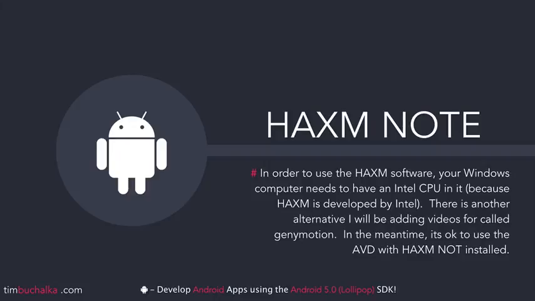So don't worry, two things. Firstly, there's another alternative I'm going to be adding a video for called Genie Motion. But the other thing is you can still run this Android virtual device even if you haven't got an Intel CPU and even if you can't get the Haxum working. It's just that it'll be a little bit slower. So Haxum is a benefit. It's an advantage. If you can get it to work, great. If not, don't worry too much. Still use it without and it will still work.